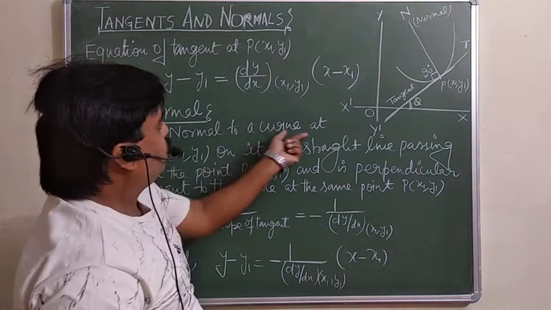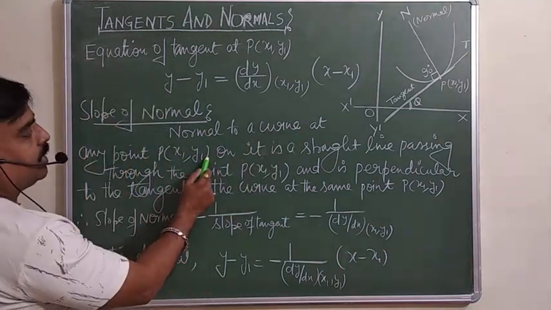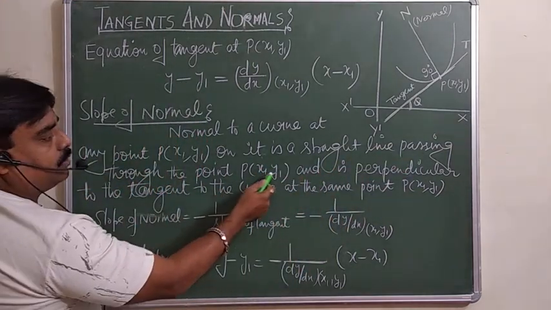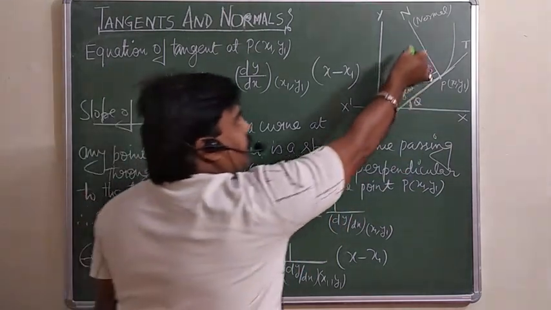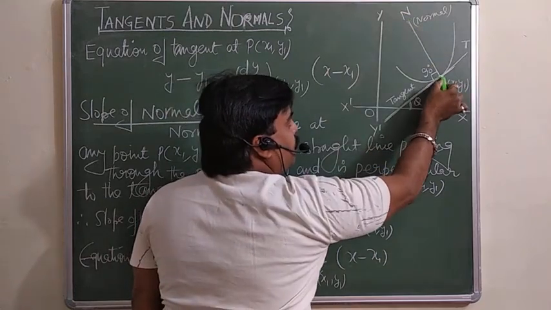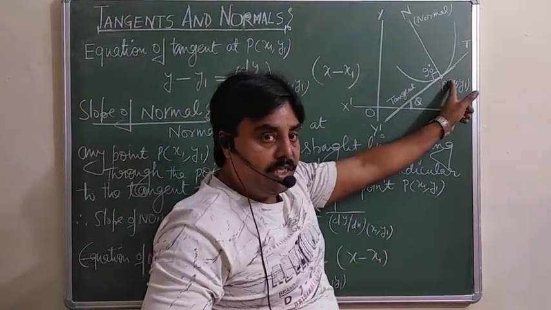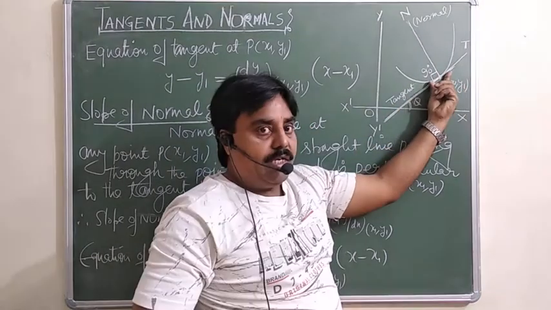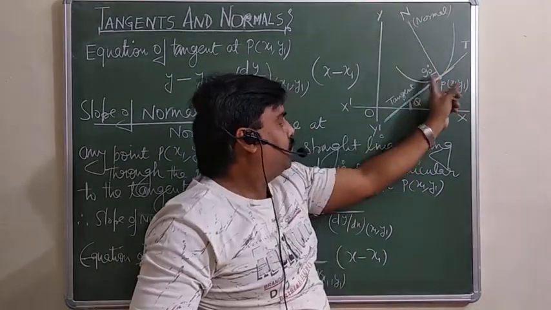The normal to the curve at any point P (x1, y1) on it is a straight line passing through the point P (x1, y1), meaning this is the line which is passing through the same point where the tangent is. That is the normal, which falls at 90 degrees to the tangent. So this is your normal.